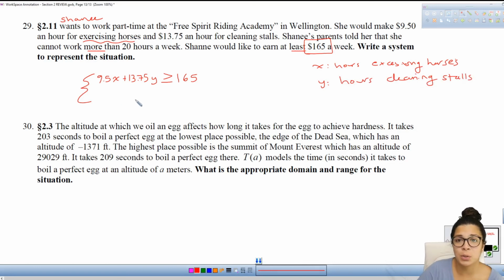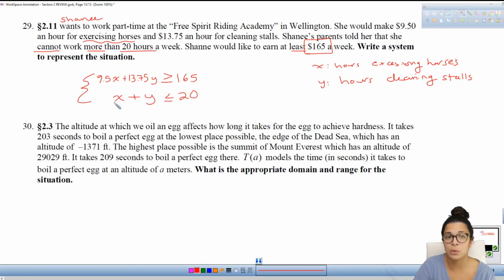So the other thing that they told us was the amount of hours, right? Her parents said she cannot work more than 20 hours a week. So she can work no more than 20 hours a week, which means that she can only work less than 20 hours or exactly 20 hours. And that would be for the total amount of hours, however many hours she spends exercising the horses, plus however many hours she spends cleaning the stalls. So the total amount of hours for a week cannot be more than 20. She cannot work more than that amount, which means she can work that amount or less. All right, so that's the inequality.